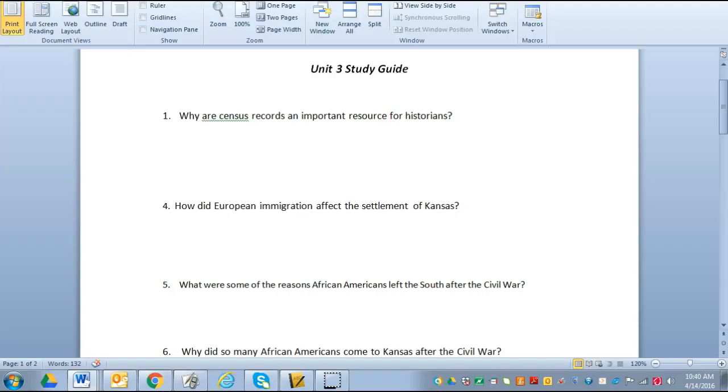What were some of the reasons the African Americans left the South after the Civil War? Meaning, what were some of the reasons they were pushed from the South?